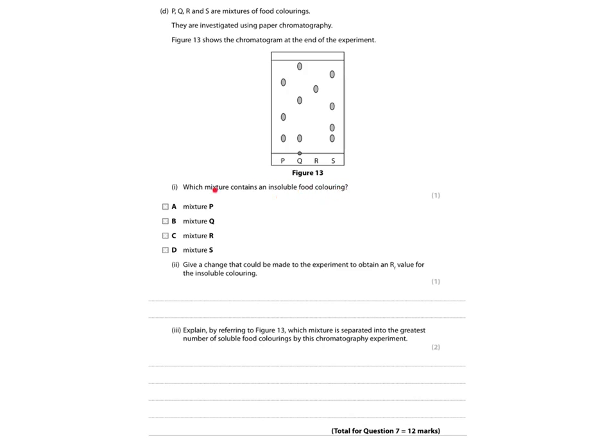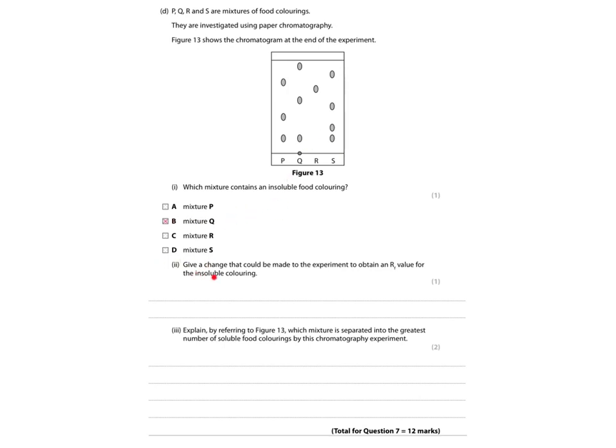So the reason chromatography works is because the substances we use are soluble in the solvent, therefore they rise up the chromatography paper. Can you see how Q has got one spot which has not risen up the chromatography paper? That must mean it contains an insoluble food colouring, because it hasn't risen up. If it's soluble, it would have risen up a little bit. So we can see that Q is the answer.